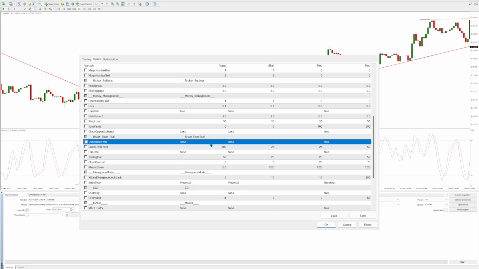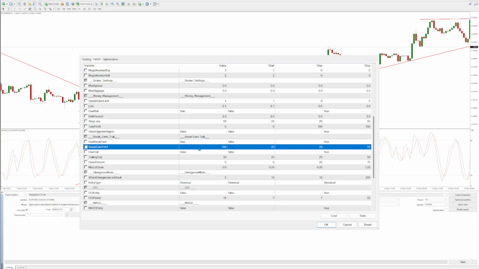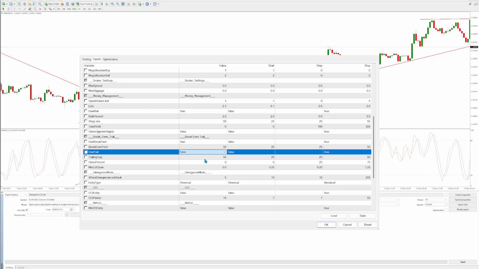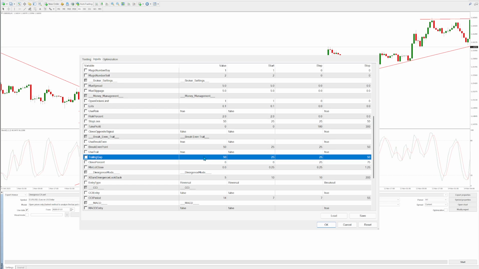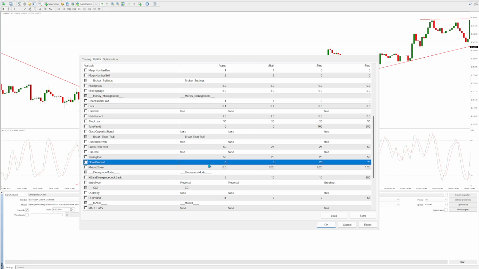Break even and trail. So you have an option to move the stop loss to break even. If you set break even to true, once this distance in pips is reached, let's say 50 pips, the stop loss will be moved to break even. If you set trailing stop to true, the EA will move the stop loss via the distance trailing gap every time it is reached. Okay, and you can close a percentage of the trade if you want each time.